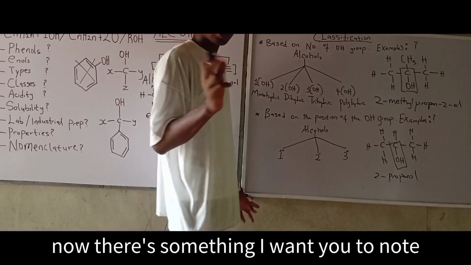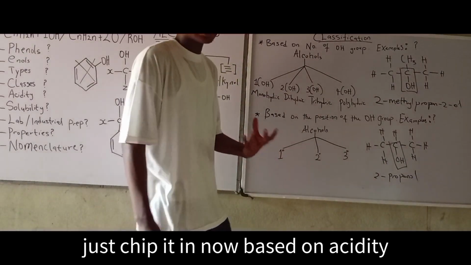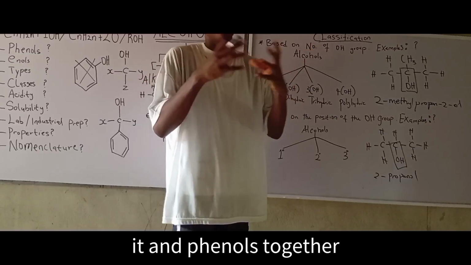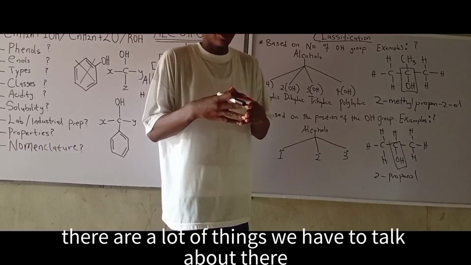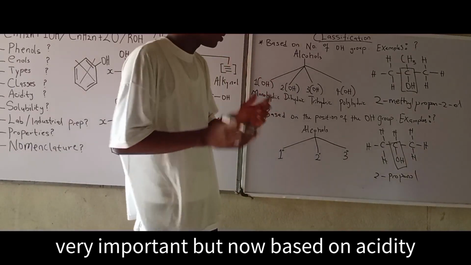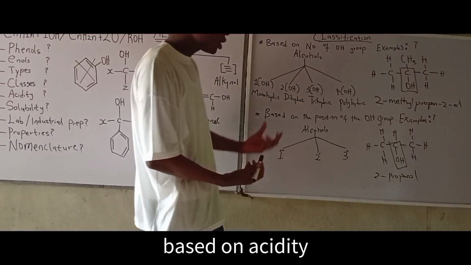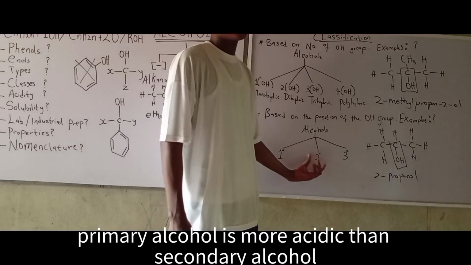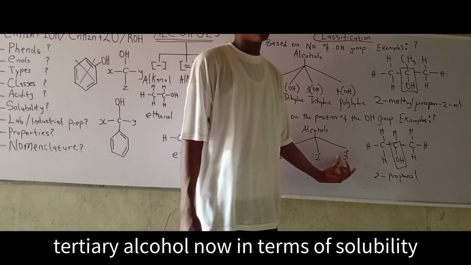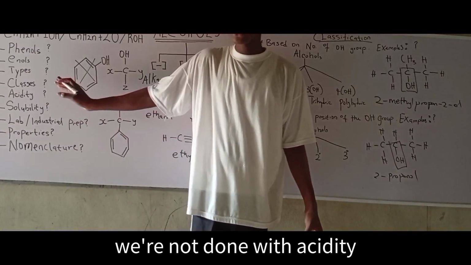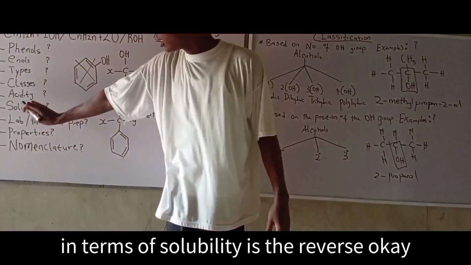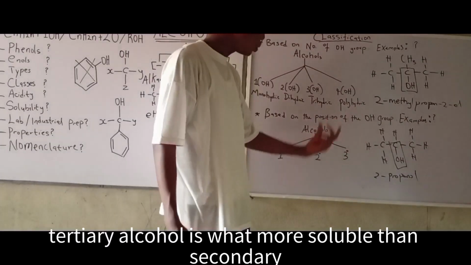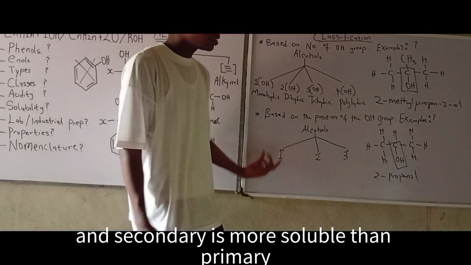Alright. I think now, on that note, we still have a lot of things to discuss. Now, there's something I want you to note. Just chip it in. Based on acidity, in fact, talking about the acidity of alcohols, I'm going to talk about it with phenols together. There are a lot of things we have to discuss, very important. But now, based on acidity, I just want to chip this in. Primary alcohol is more acidic than secondary alcohol, as secondary alcohol is more acidic than tertiary alcohol. Now, in terms of solubility, it is the reverse, okay? Tertiary alcohol is more soluble than secondary, and secondary is more soluble than primary.